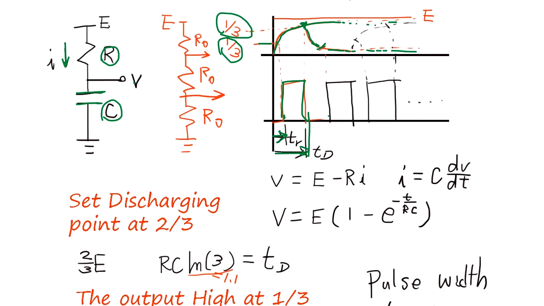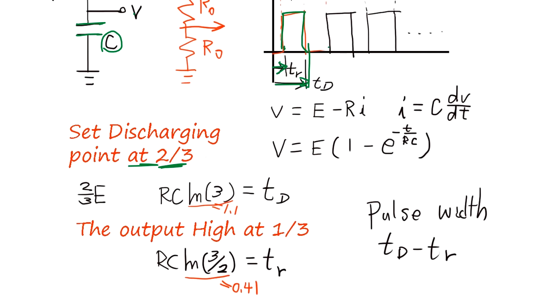Set the discharging point at 2/3, which is here. This height is 2/3, and the remaining 1/3 is not appropriate to use for timing, because there is a lot of error in time when the exponential function gets close to the maximum.